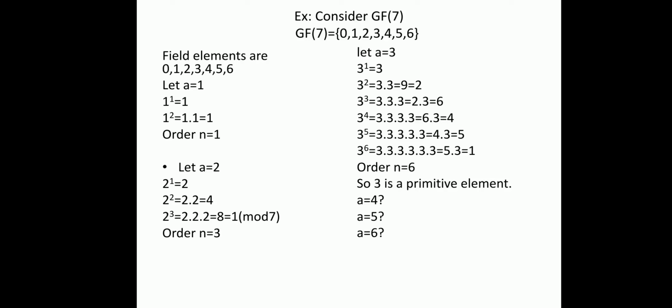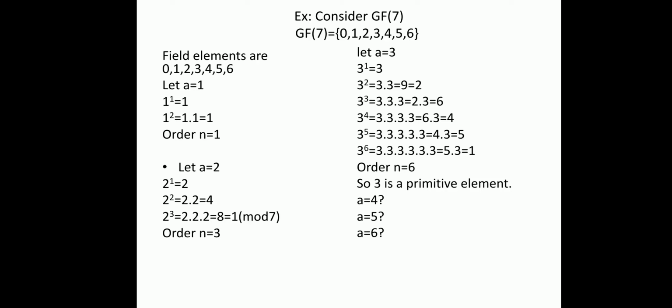So we can see that. Our field elements are 0, 1, 2, 3, 4, 5, 6. So we need to take all the non-zero elements to check whether each is a primitive element or not. First we can take A equal to 1, then we need to find the powers of A, that means 1 raised to 1, 1 raised to 2, etc.